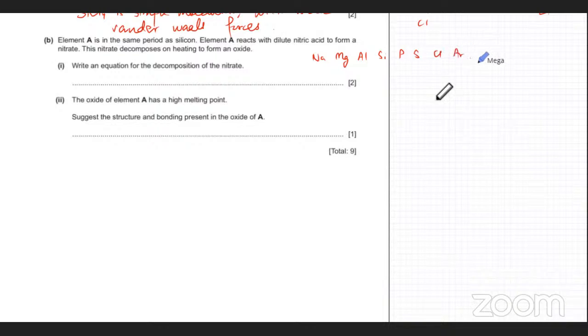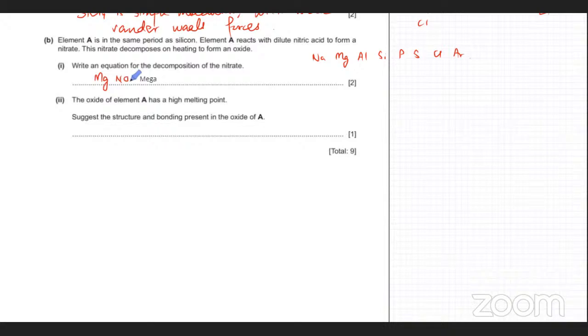Now he's saying it reacts with dilute nitric acid to form a nitrate. So it must be a metal, probably sodium nitrate, magnesium nitrate, or maybe aluminum nitrate. And the nitrate decomposes on heating to form an oxide. So write an equation for the decomposition of the nitrate, and the oxide of element A has a high melting point, suggesting the structure and bonding present. Now for decomposition, the only ones that you should be aware of are group 2 nitrates. So it's going to be a group 2 nitrate. It's going to be magnesium nitrate.